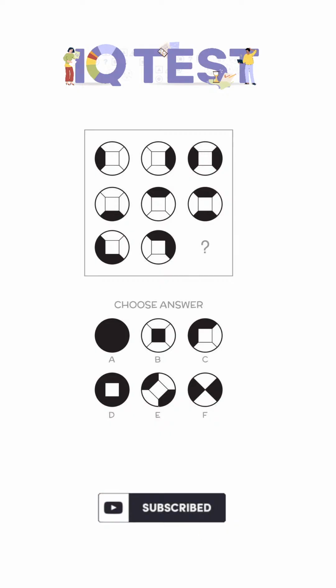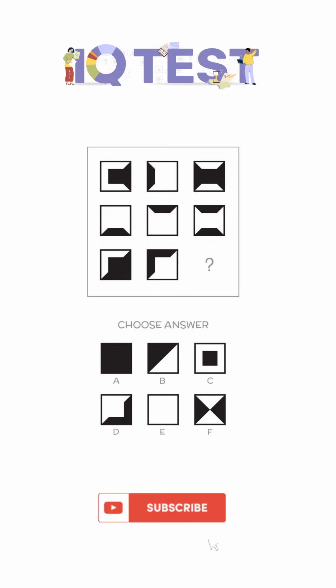Amazing. Okay, Shukla is saying you can see the pattern vertically as well. All right, I appreciate that. So this is the next one.